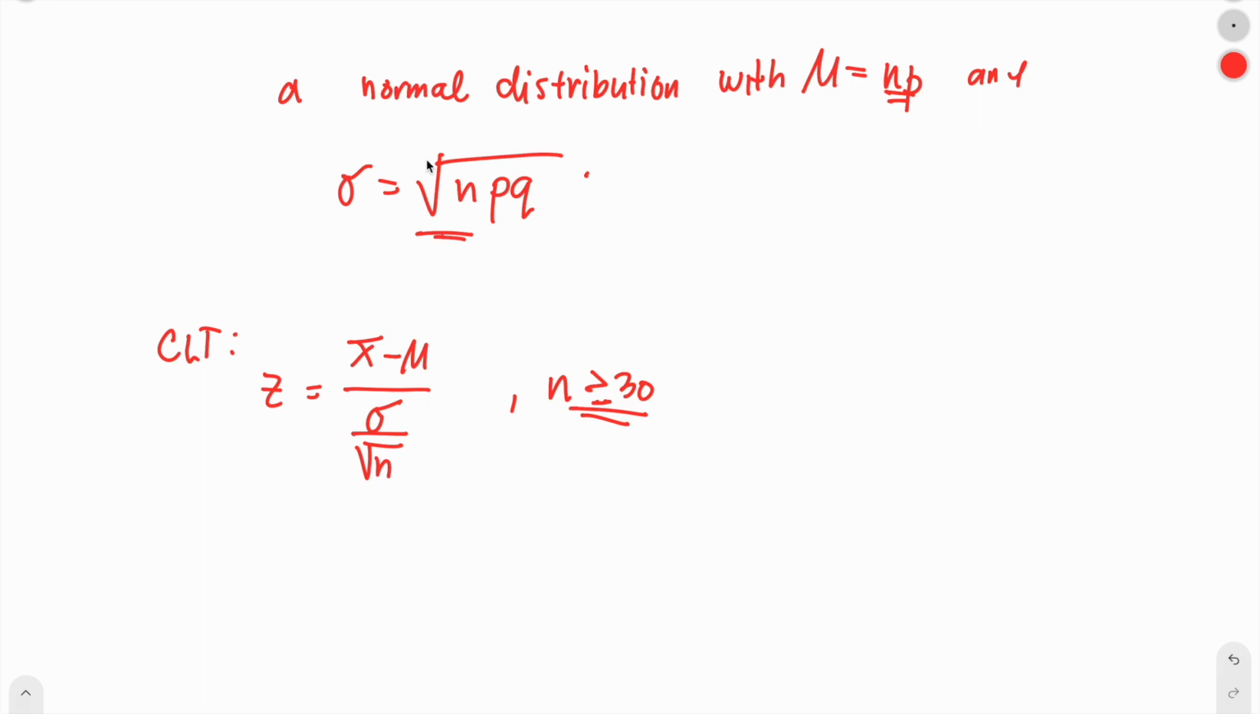So, from our previous lesson, we only use the z score or z value when n is at least 30. But here, in the second assumption, you just need to check if n times p is greater than or equal to 5, and n times q is also greater than or equal to 5. Okay?